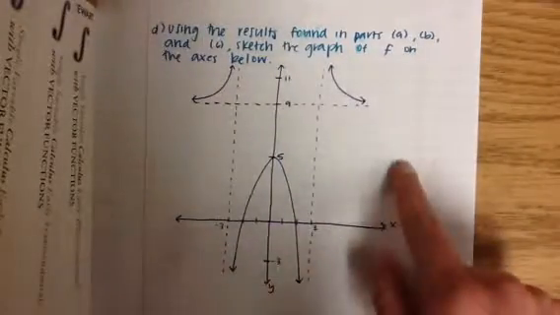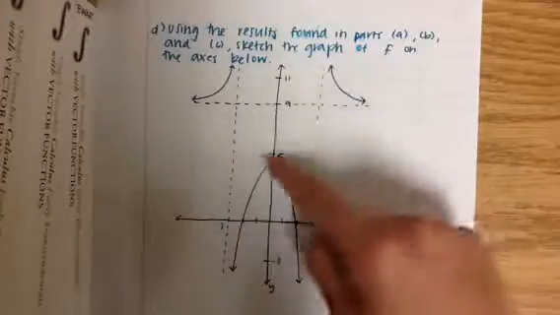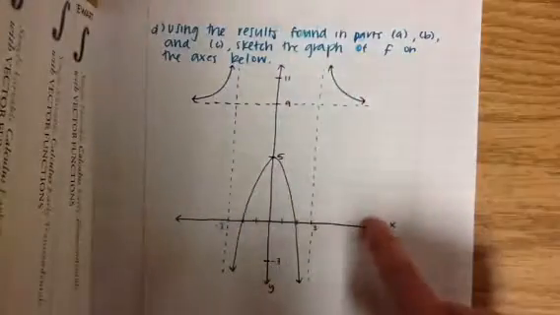So this is how we drew our graph: increasing, increasing, decreasing, decreasing, and then staying within these asymptotes.